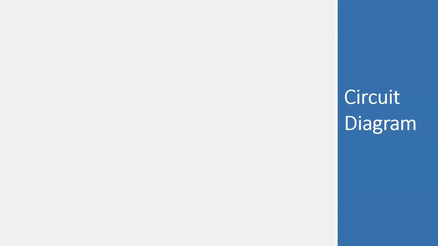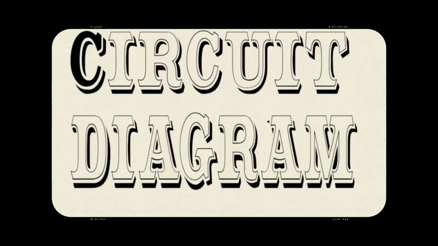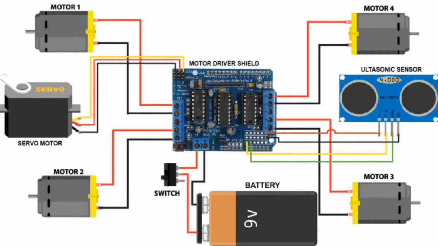The circuit diagram will be explained by Rahul Rathaur, and so will be the code. So here is our circuit diagram. Here is a motor driver shield, and there are 4 motors connected here. One ultrasonic sensor and one servo is attached to it.